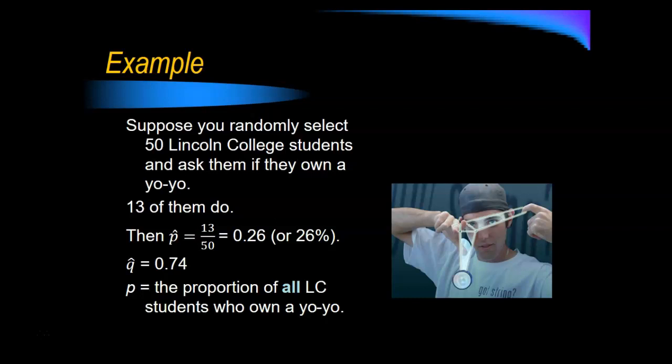And then p without the hat, just the plain old letter p, would stand for the proportion of all Lincoln College students who own a yo-yo. We don't know what that is, but if you could survey every single student in the whole college, that would be how you would find out for sure exactly what p is. But based on what we saw in our sample, we can get a pretty good estimate of what the population proportion is. We can come up with a confidence interval so that we can say we're pretty sure that the proportion of all Lincoln College students who own a yo-yo is somewhere between something and something.